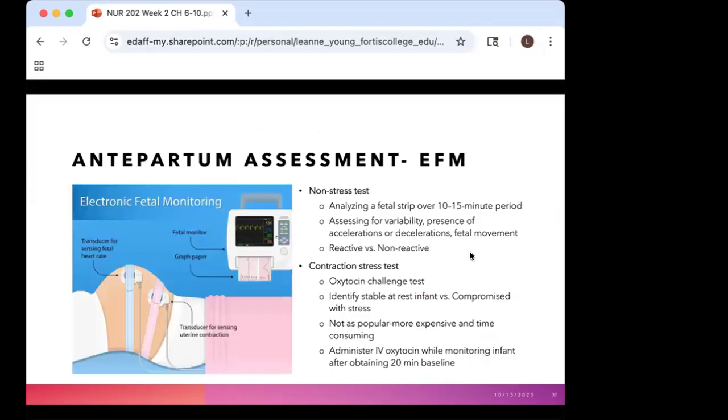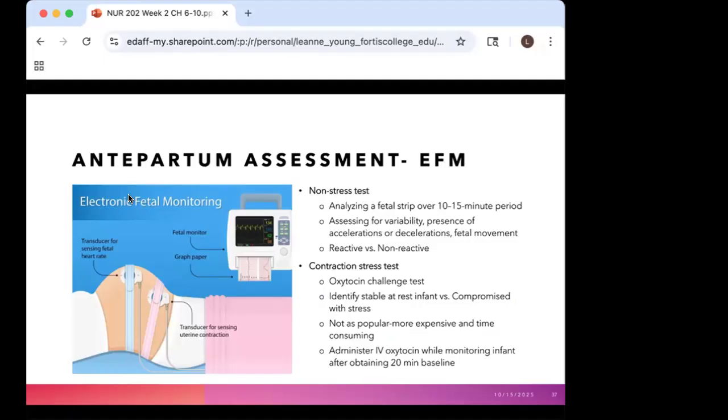Alrighty. So an antepartum assessment that we rely on pretty heavily is electronic fetal monitoring. With an electronic fetal monitor, we have a little bit of a graph over here. You've got your transducer, your TOCO up here that monitors any uterine contractility and uterine contractions. And then your ultrasound down here, which is listening to fetal heart rate. There are a couple tests that we can do to see how the baby is doing in utero based on electronic fetal monitoring.